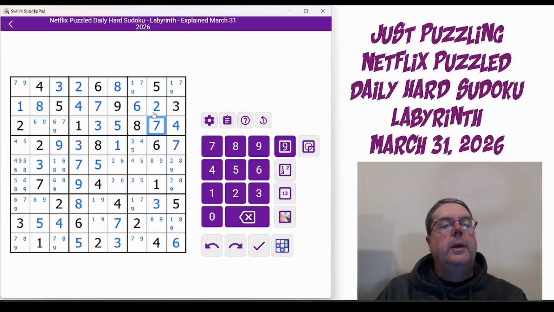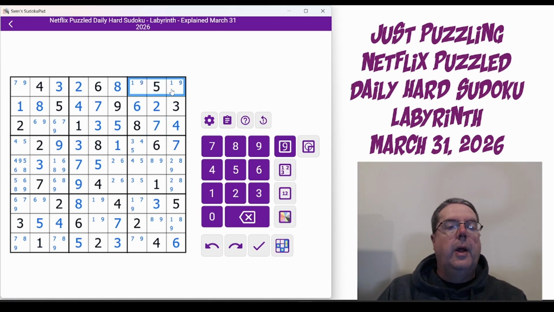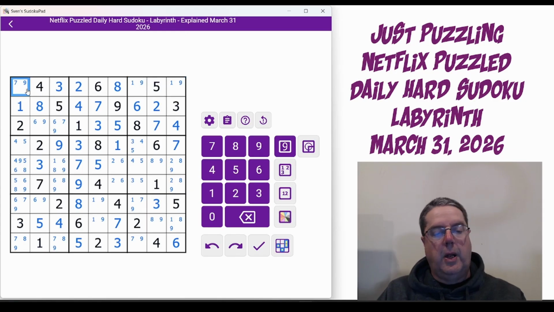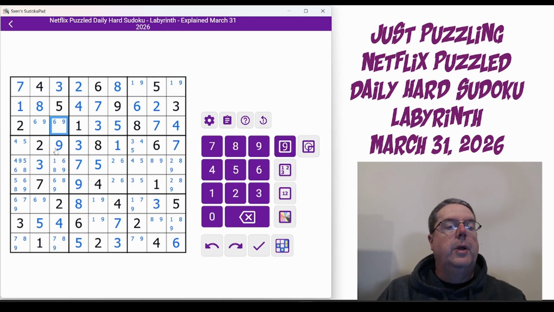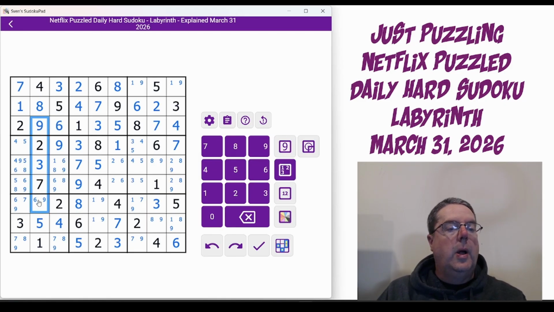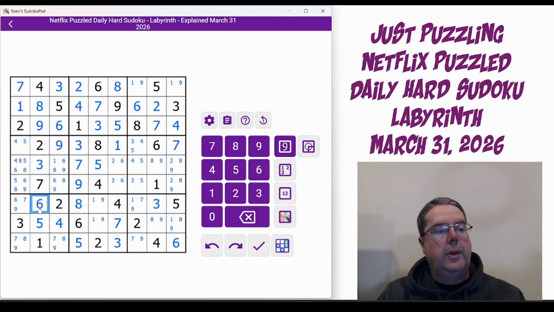So this means that 7 can't be up here. So that's a 1, 9 pair, leaving this to be a 7 over here. So 7 can't be here. What I also see is 9 can't be here, so this has got to be a 6, leaving this to be a 9 here. 9 can't be here, so this has got to be a 6 here.